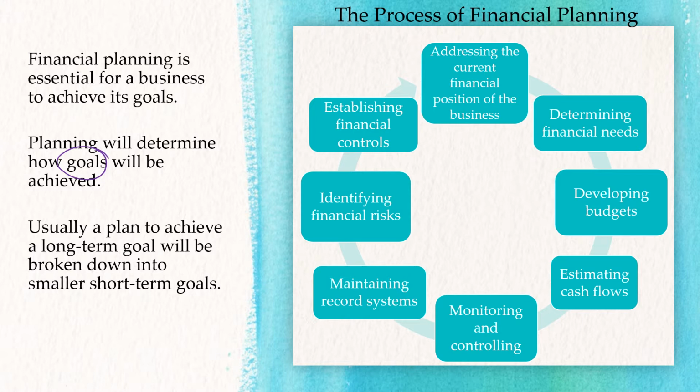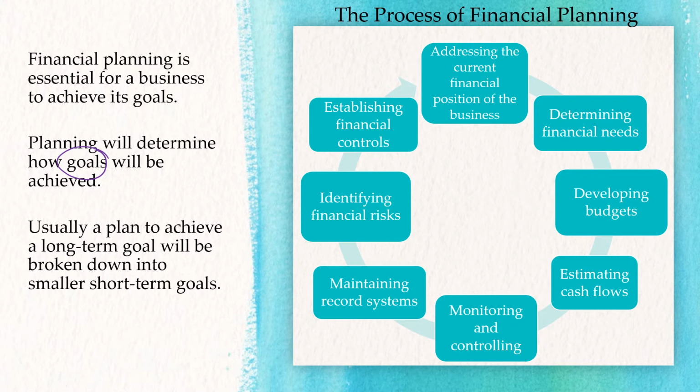And to your right, you can see a very comprehensive process of how financial planning actually works. The syllabus breaks it down into much smaller subtopics, and some of these are actually quite combined, but just in general, this is what every business needs to do. Firstly, they need to address the current financial position of the business. Now, from marketing, this is very similar to a SWOT analysis that is done, but in this case, the SWOT analysis is done in terms of the finances of the business.